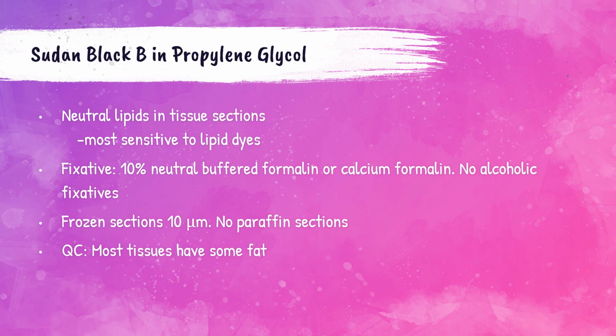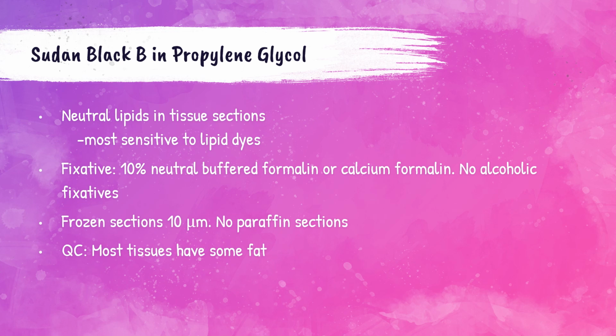The Sudan black B and propylene glycol method is another staining method for neutral lipids present in the tissue. This is actually the most sensitive dye for lipids. We also use Sudan black B in medical laboratory technology. It's used to determine the difference between granulocytic precursor cells and lymphocytic and monocytic precursor cells.